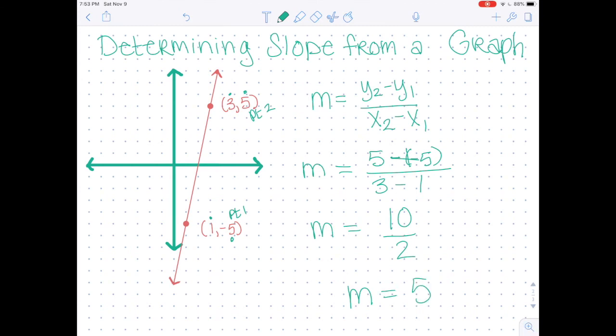Those are the 3 ways that we can find slope. You should be all set to go out and try this on your own, and I will see you in class.